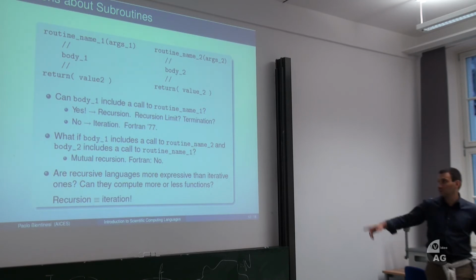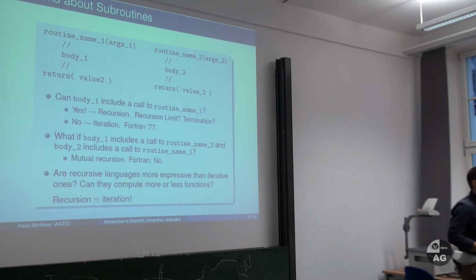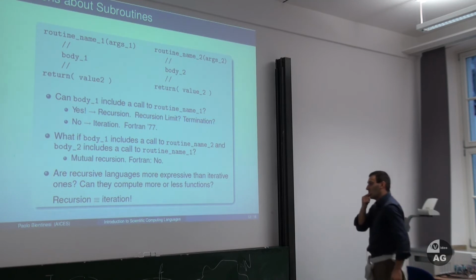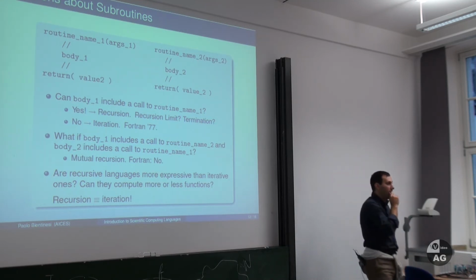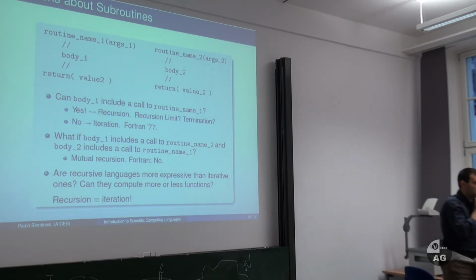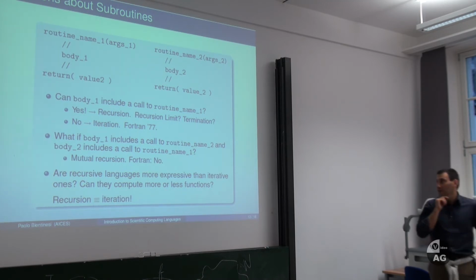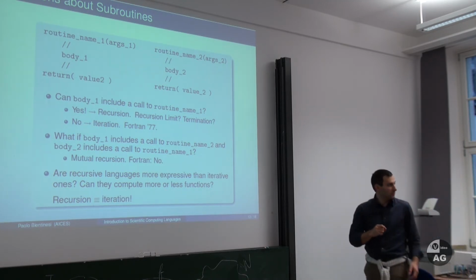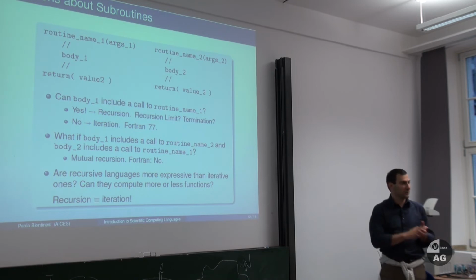So the result is that recursion is equivalent to iteration. Sorry. Why did they forbid recursion in Fortran? Because it has no advantage, because iterative programs do not terminate either. That's a really, really good question. Do you guys want to answer? I see that you're jumping at it.